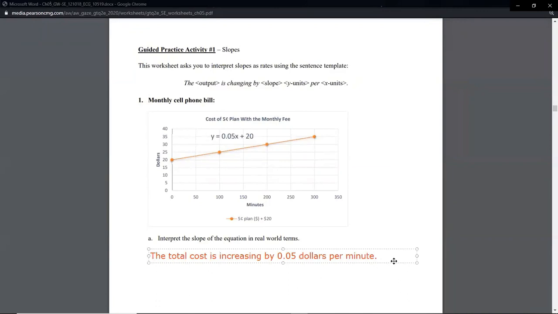All right, so there's our cookie cutter template. The total cost is increasing by 5 cents per minute or $0.05 per minute. If you wanted to do this in hours, you'd have to convert these numbers to hours by using dimensional analysis. It wouldn't be the end of the world, but it would be more time, and we're trying to avoid that.